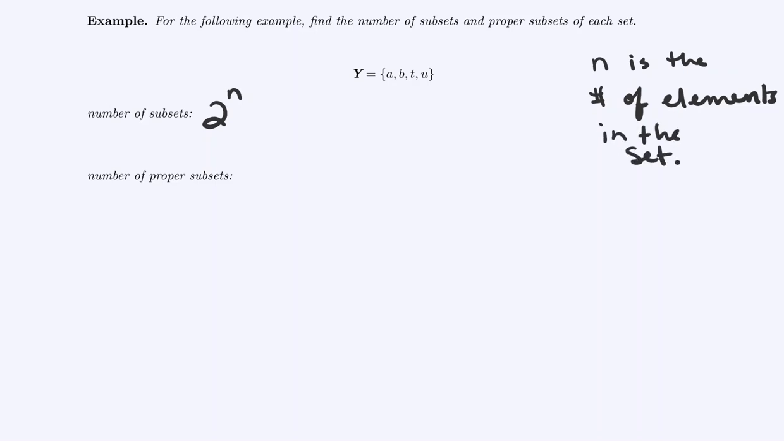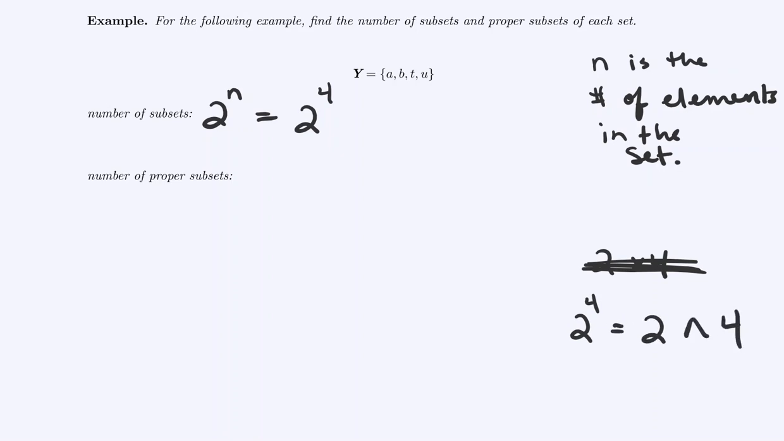Okay, so we've got 1, 2, 3, 4 elements in our set. So the number of subsets here would be 2 raised to the 4th power. Notice this is different than 2 times 4. Exponents are saying raised 2 to the 4th power, which you could type into your calculator as 2, exponent button, 4.